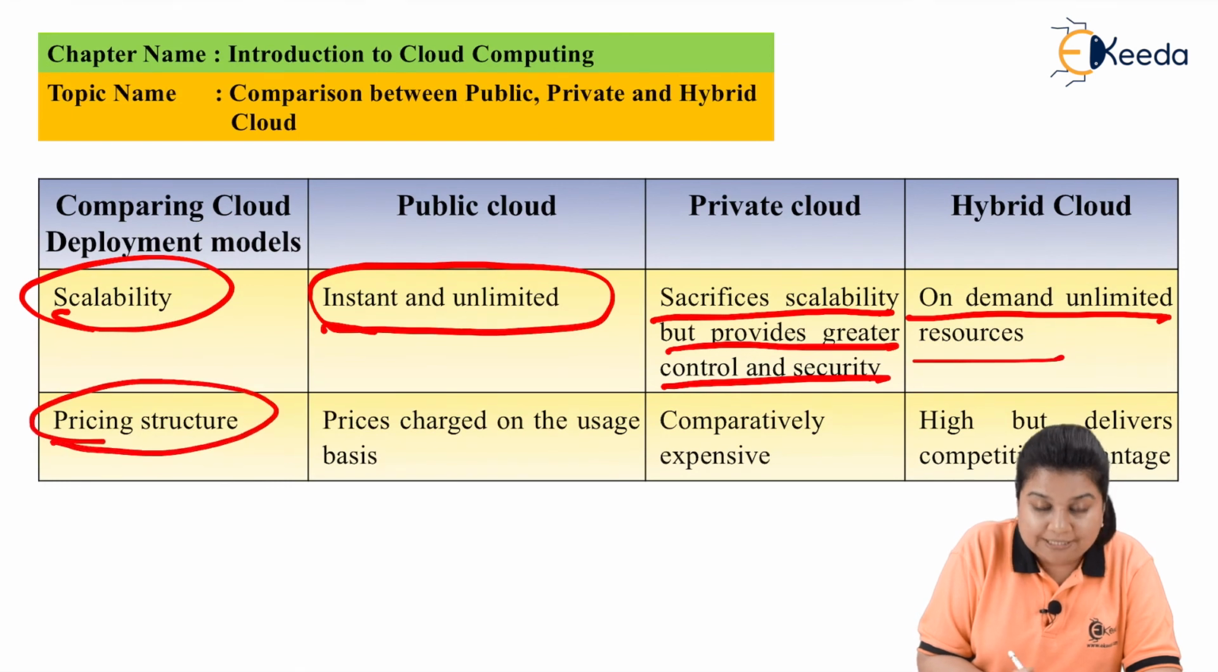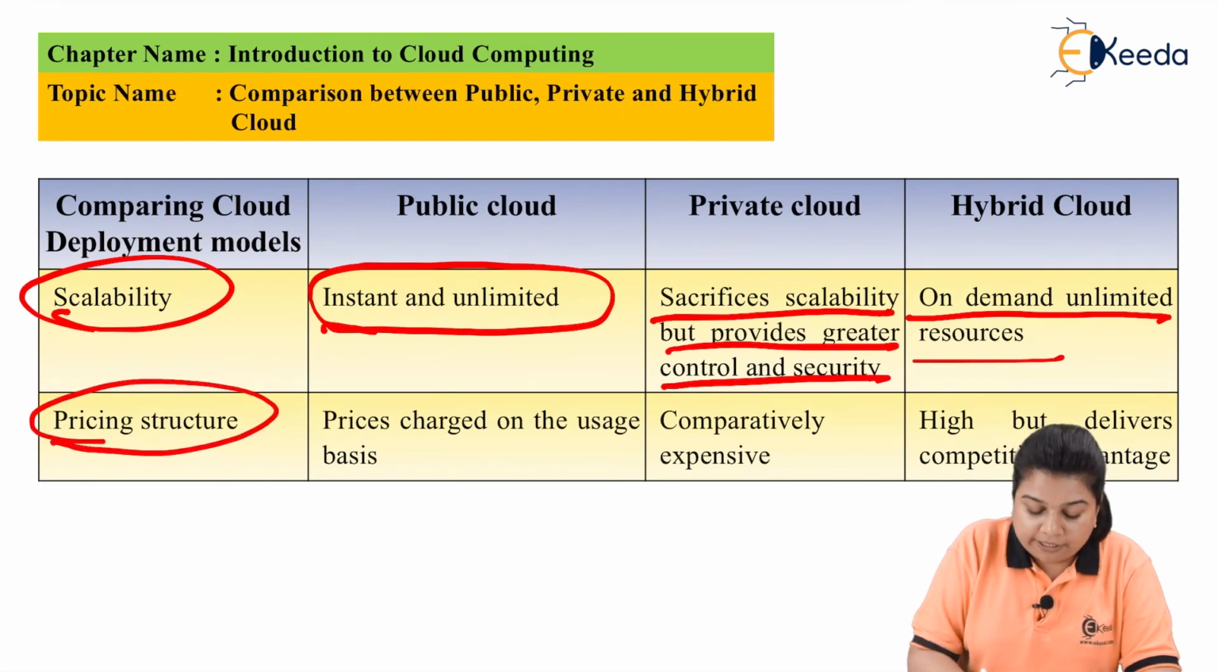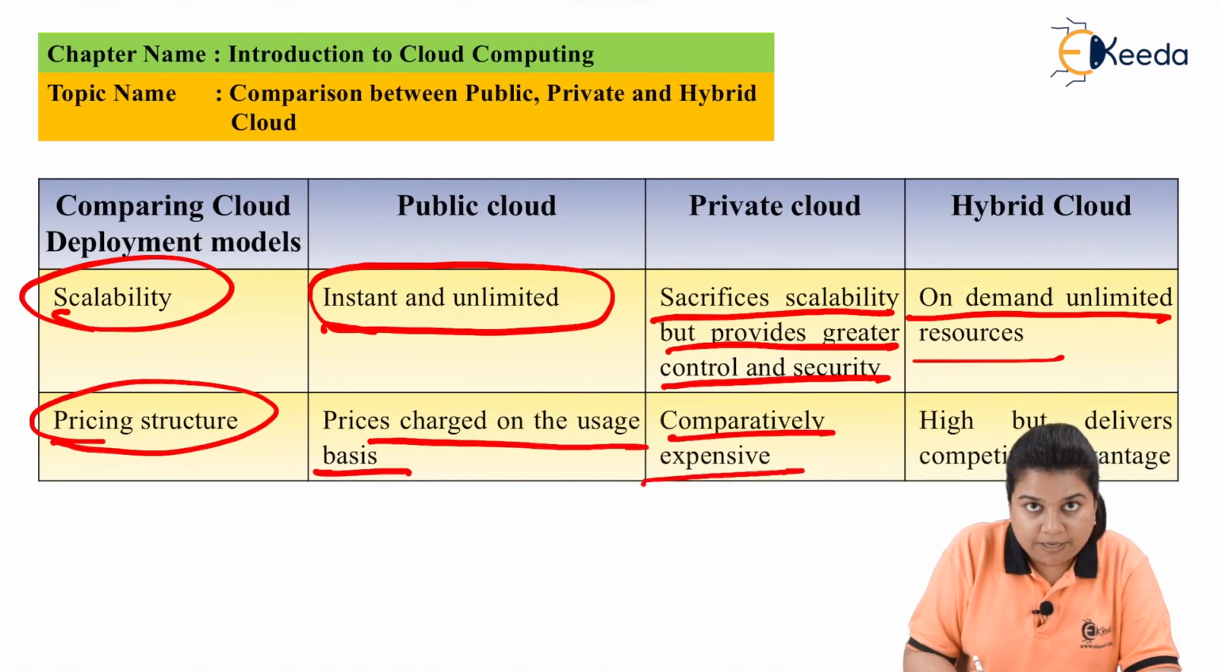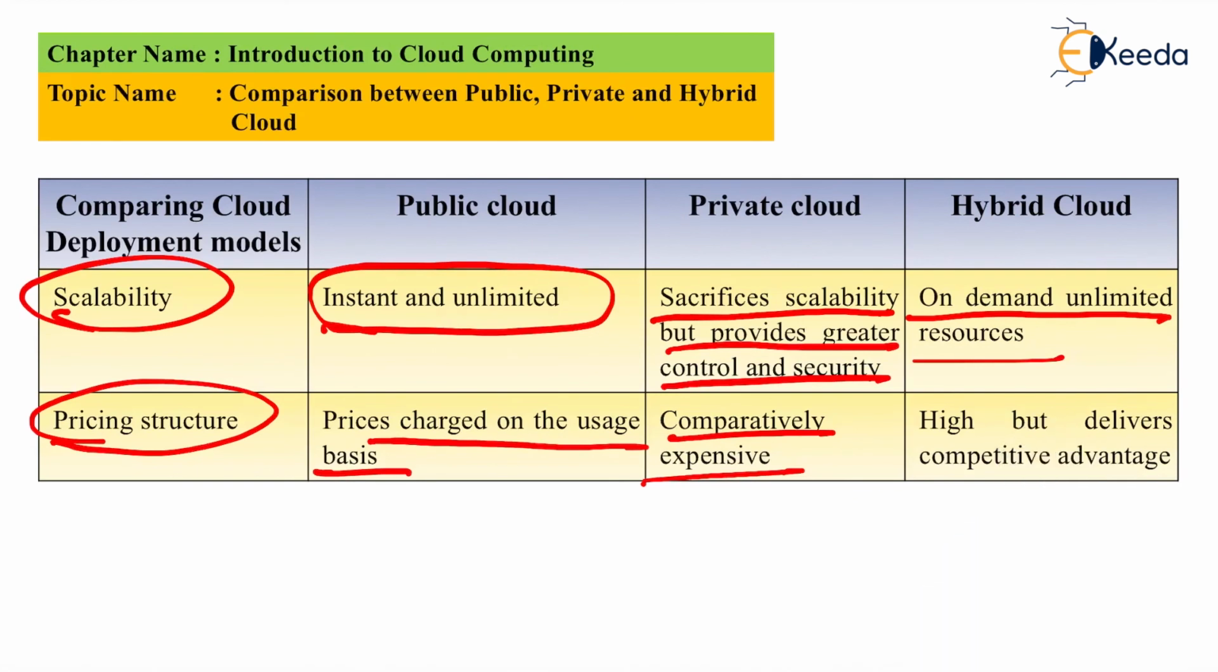Next point is pricing structure. For public cloud, prices are charged on a usage basis. Private cloud is comparatively expensive as compared to the public cloud. And hybrid cloud is high but delivers competitive advantage with both the public and the private cloud. That means it can be charged as per usage also, comparatively a little higher, and it also provides the security that the private cloud does.